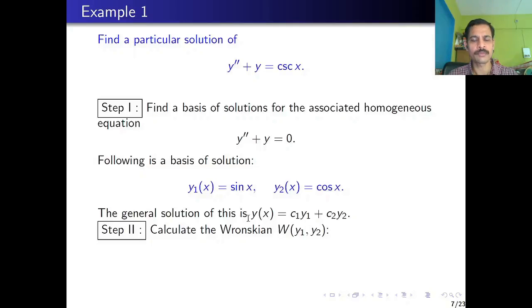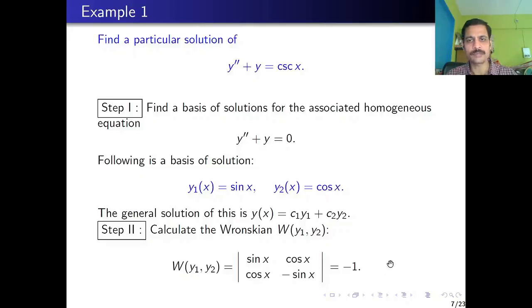Next, we are interested in calculating a particular solution of the non-homogeneous ODE using variation of parameters. First we calculate the Wronskian of these two elements of the basis. We have y1, y2, y1 prime, y2 prime: sin x, cos x, and the derivative of sin x is cos x, the derivative of cos x is minus sin x. So this gives us the Wronskian to be minus sin square x minus cos square x, which is minus 1.